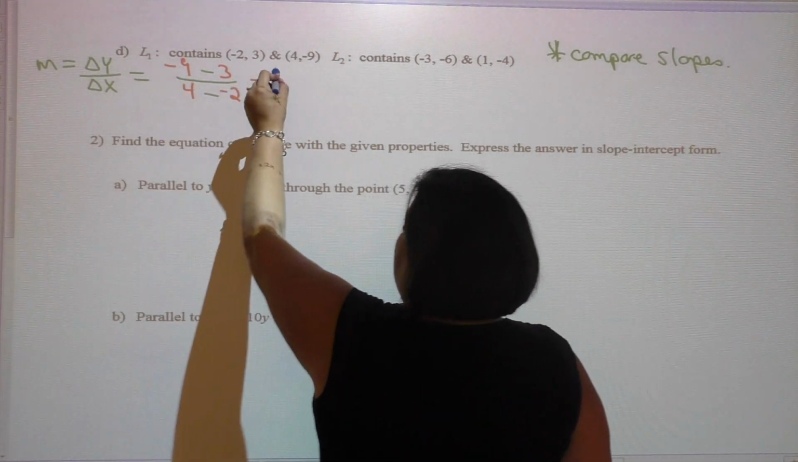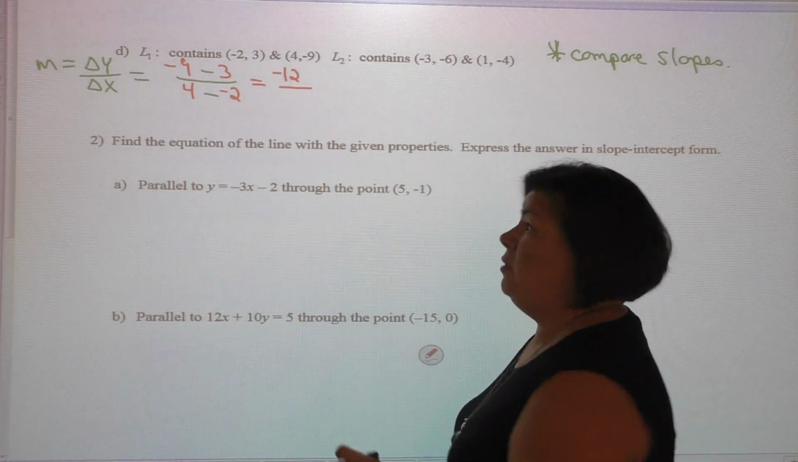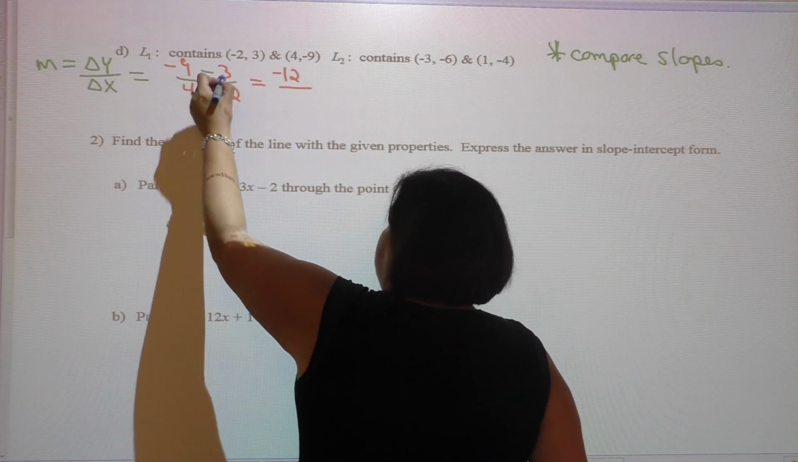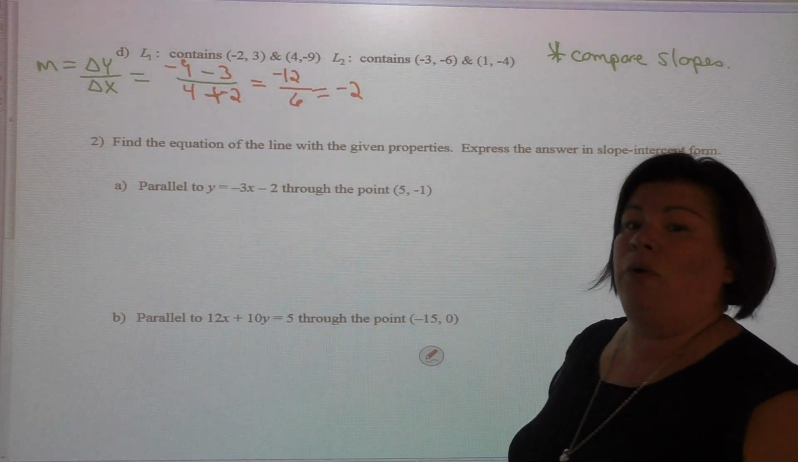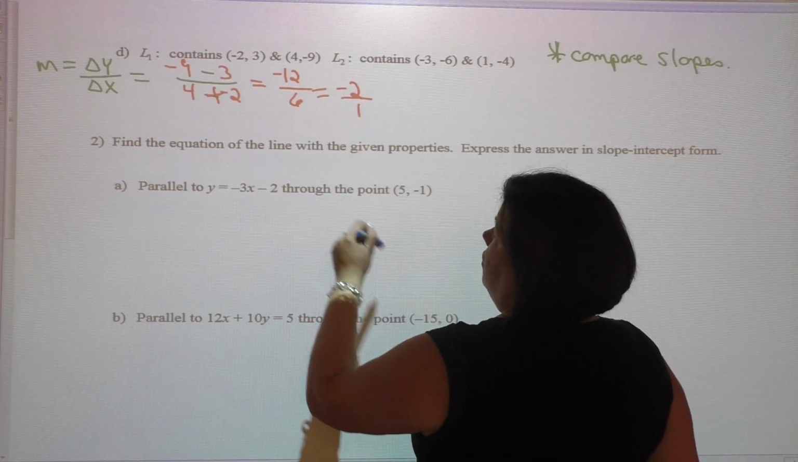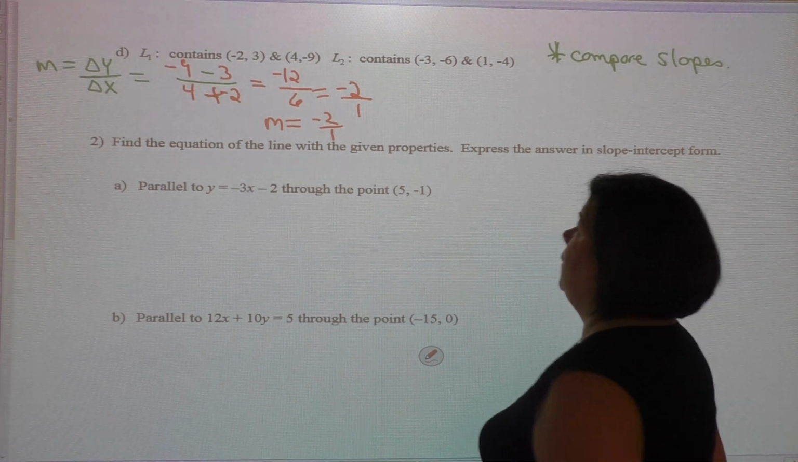Here I have negative 12 in my numerator. 4 minus a negative 2 becomes 4 plus 2, which is 6. So this slope is negative 12 over 6, or just negative 2. So the slope of line 1 is negative 2 over 1.